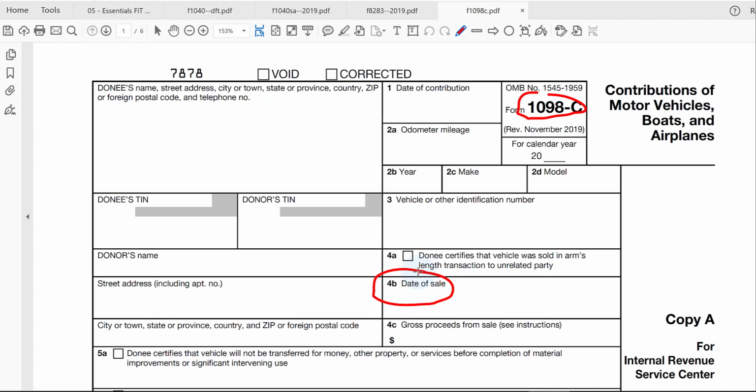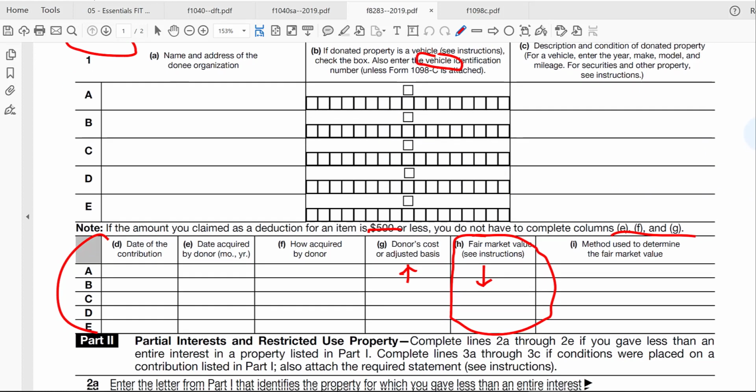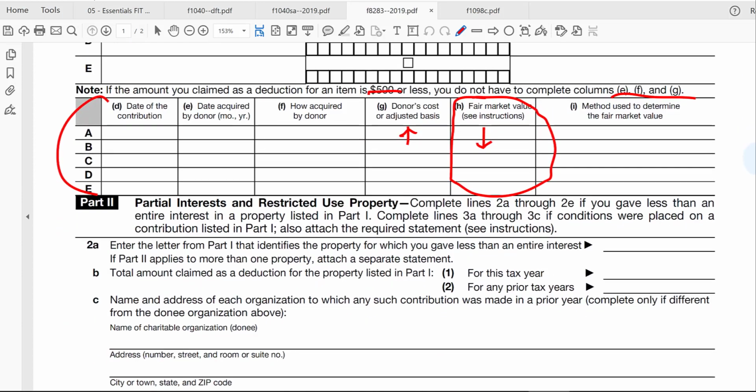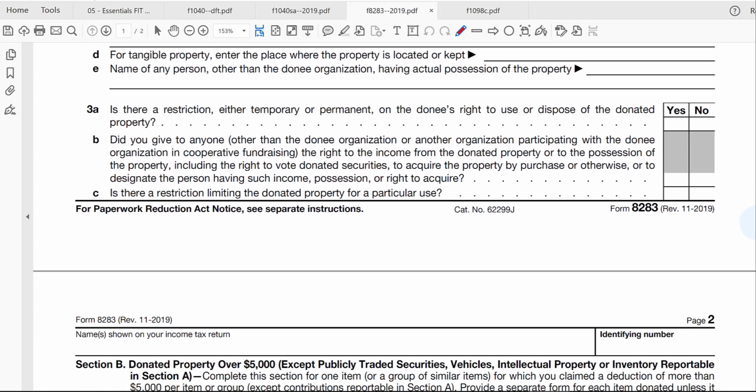So even though you make a contribution, you still have to wait and get back this form, and that's reported here in this section of the 8283 form. Now, if your non-cash contributions total more than $5,000, you may need to have a professional appraisal done.